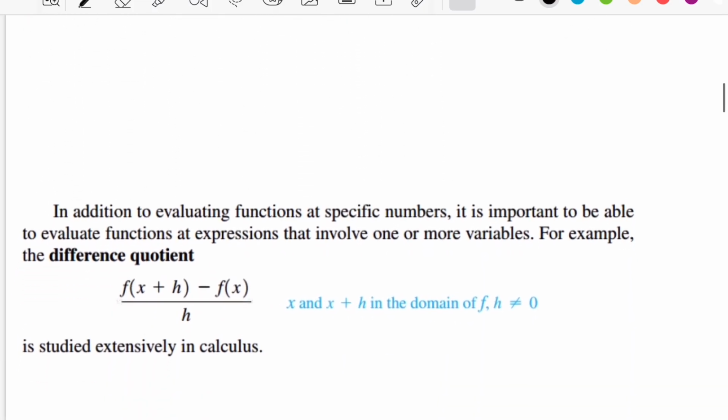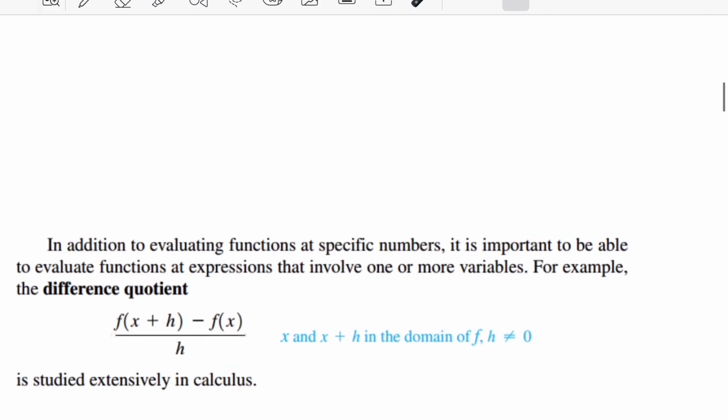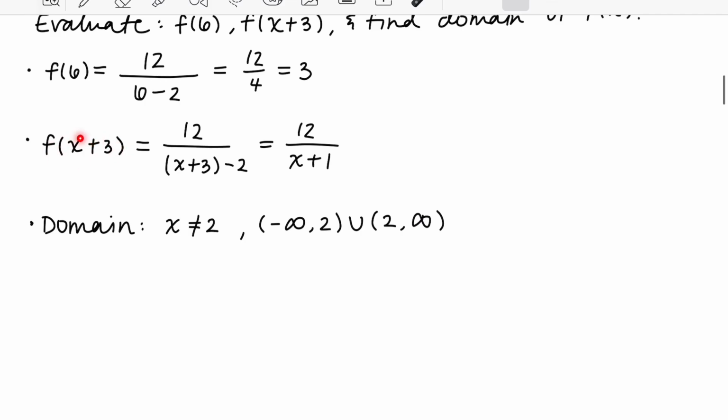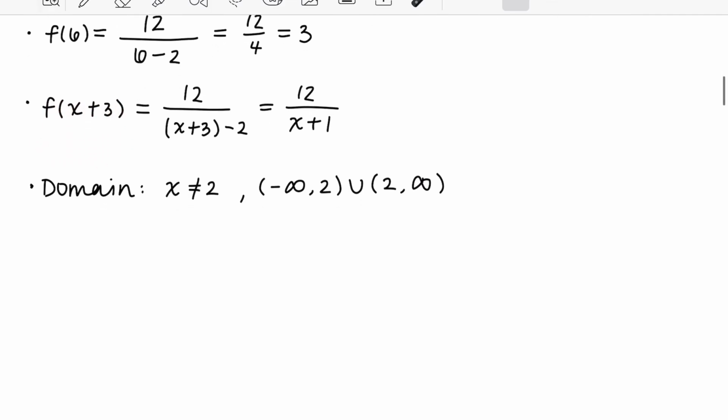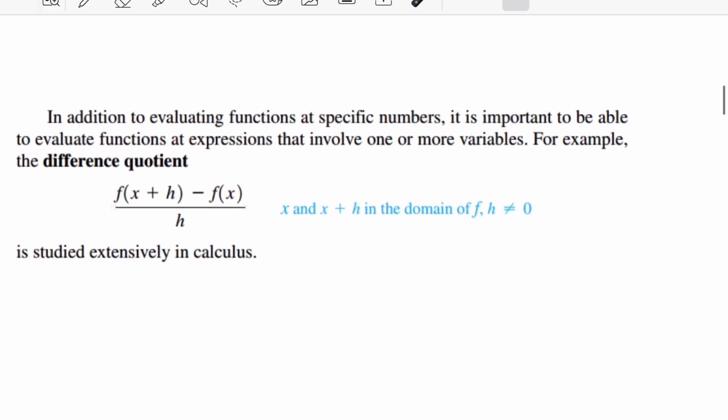And in addition to evaluating functions at specific numbers, we should be able to evaluate them at expressions that involve one or more variables, which is kind of why we wanted to go over this one so we could see what it looks like, because we will be looking at what's called the difference quotient a little later on. And this is shown in more detail with a few examples in the book. I think it's on page 10 if you want to look into that further, but this will come back around.